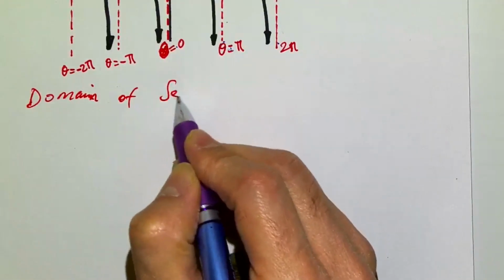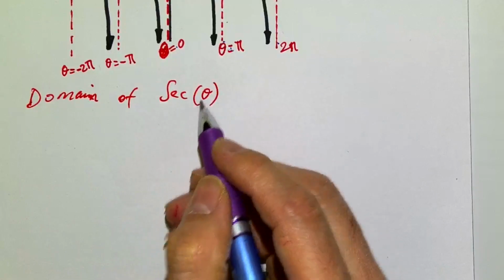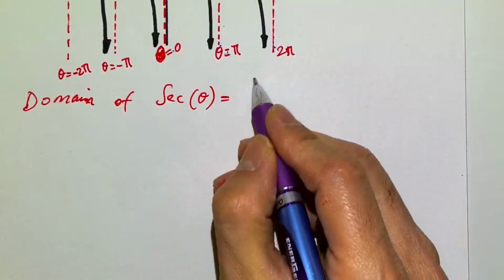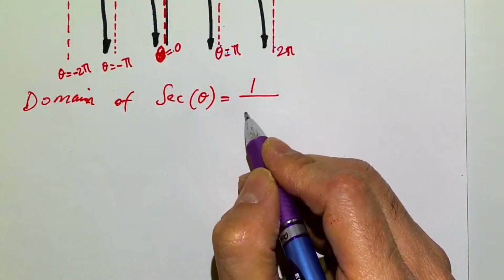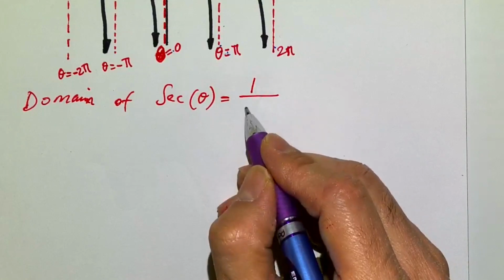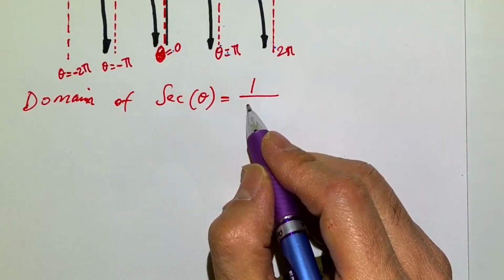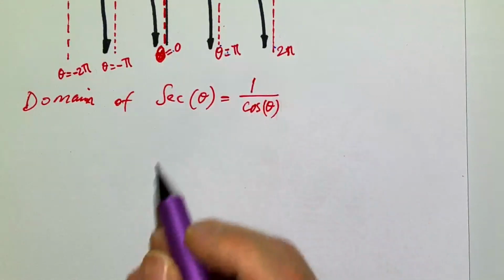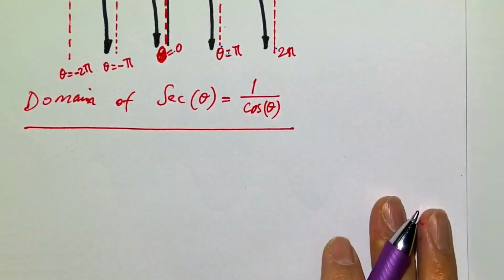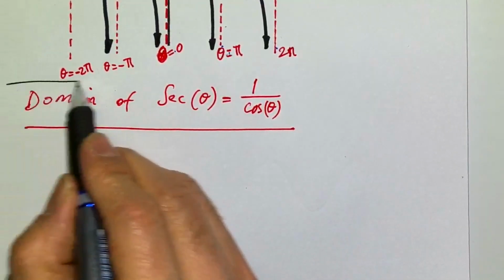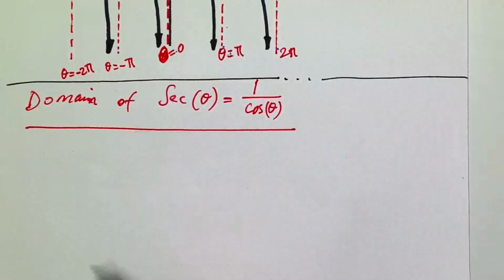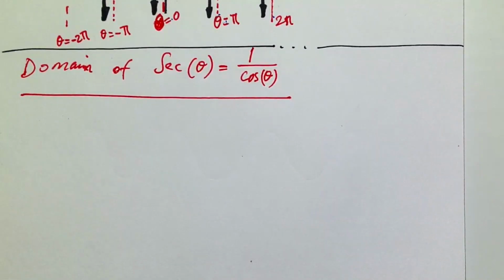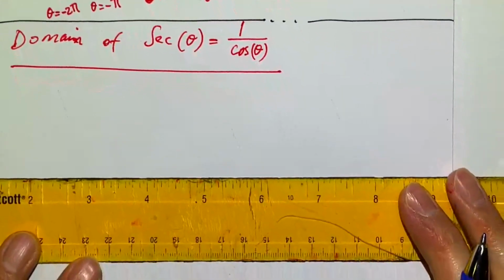Domain of the secant of theta, which, by the way, let me remind you that secant of theta is equal to 1 over, do you remember which function it was? Secant is the reciprocal of cosine of theta, right? 1 over cosine of theta. Anyway, let me put a line there. So this is different than that. Okay. So now, once again, let's draw the picture so we can make sense of the domain once we write it down.